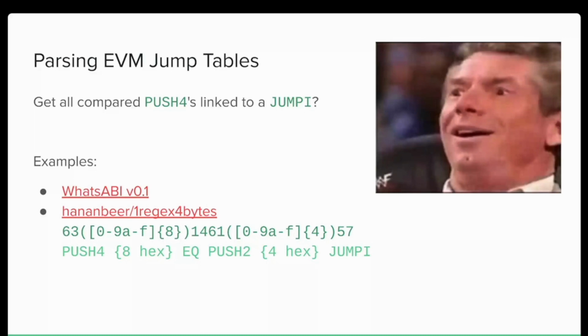But one kind of obvious way to improve it is, rather than just grabbing every push-4, which of course has all kinds of junk, we only grab the push-4s that are linked to a jump. So that gives us all the values where we have if statements that we're jumping on, which already helps reduce a lot of noise. And that was my first approach. And then also someone tweeted out a project they did using a regular expression, which I thought was really cute. And that's a great place to start.